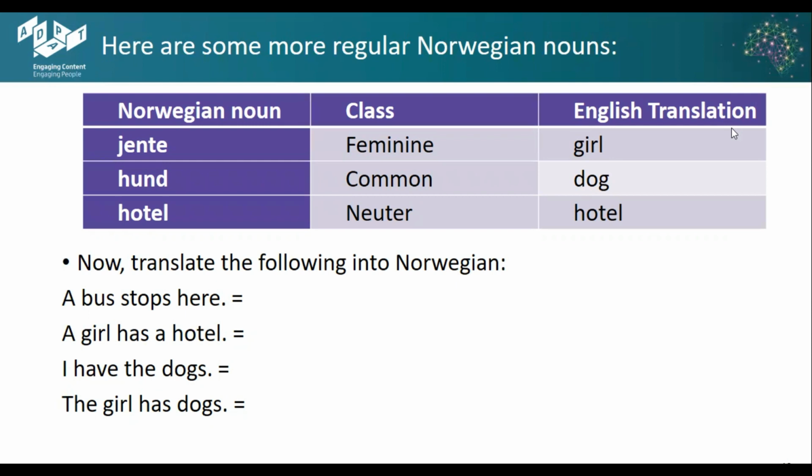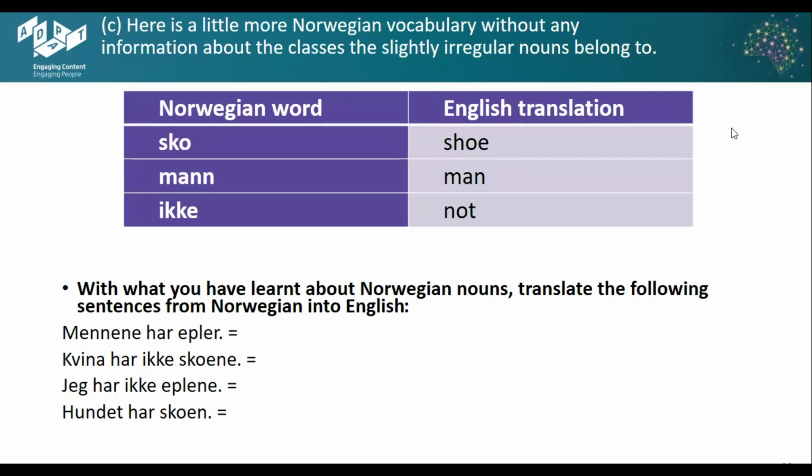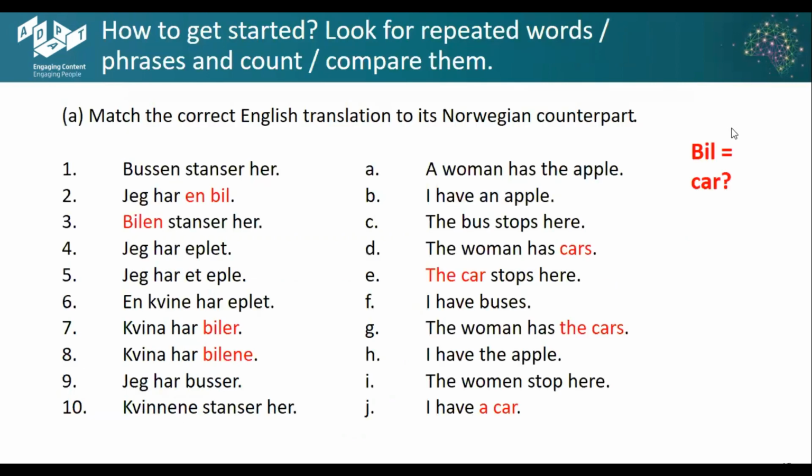And then you're asked to translate the following into Norwegian from English. And the last part of it is you're given 3 more words, and you're given the English translation, but you're not given any information about which class they belong to. So you're trying to work out which class they belong to, and you're also given some Norwegian, and you have to translate from Norwegian back to English. You are given some more information about those words in the translations there. Okay, so that's the task for this particular question.